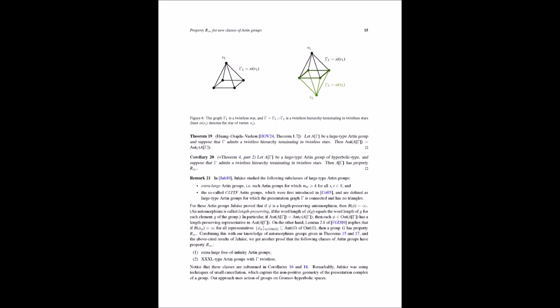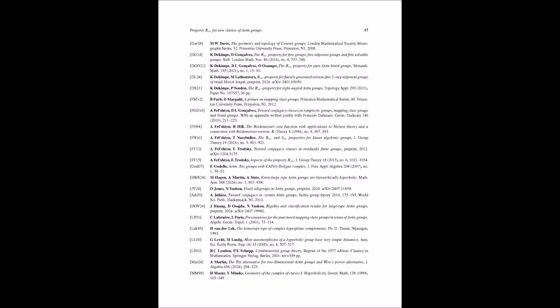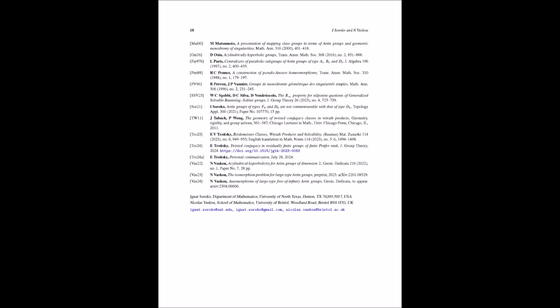But before we get too far ahead of ourselves, for those of us who want to dive deeper into the nitty-gritty, what should they check out? The paper's called Property R-infinity for New Classes of Artin Groups. Seriously, read it. It's a perfect example of how creative and smart these mathematicians are. Well said. It's been a wild ride exploring the world of Artin groups, the infinite flip thing, and all the amazing ways mathematicians are trying to understand them.